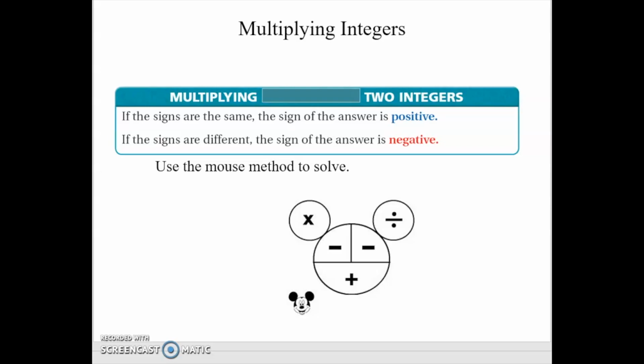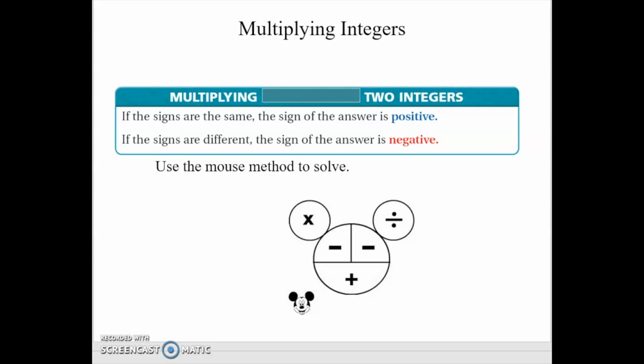If the two numbers have the same sign, so they're both positive or they're both negative, our answer is going to be positive. If the two numbers have different signs, so one of them is positive and the other one is negative, then our answer is going to be negative.